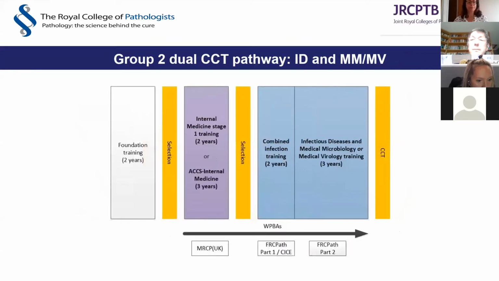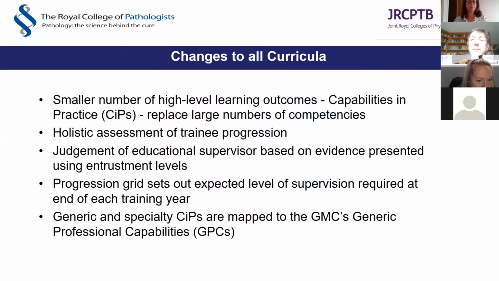Next slide, please. This is for the dual trainees. So similarly, foundation training, selection into IM training. Again, 2 years is the eligibility criteria to get into combined infection training with this pathway. And again, if trainees wish to do a third year, that's not going to penalise them in any way. They'll be selected into combined infection training at that stage, and then they'll have 3 years of medical microbiology or medical virology training with infectious diseases and to pass the exam. So no difference at all to what we currently have. And at the end of that time, obviously they get a CCT. Next slide, please.